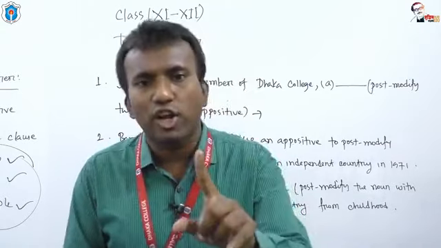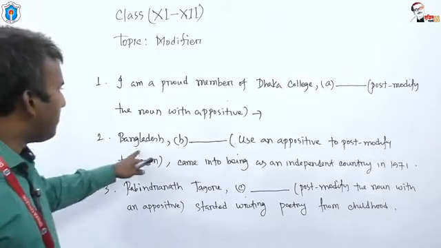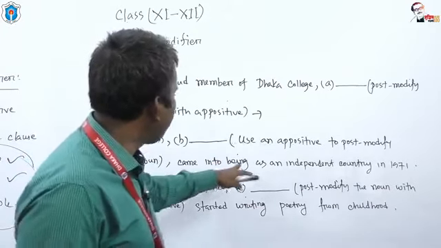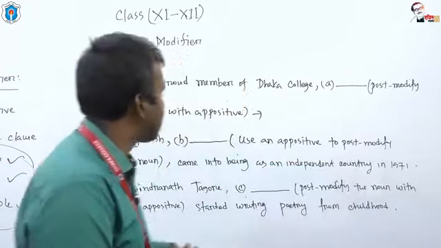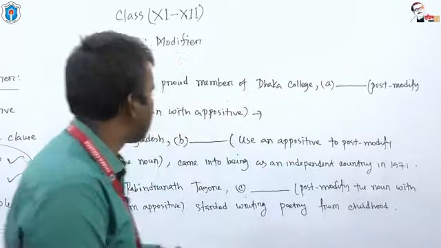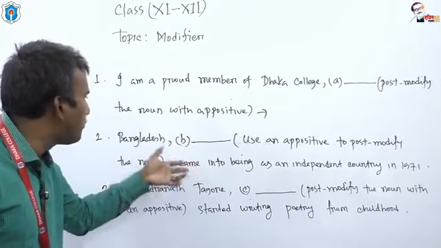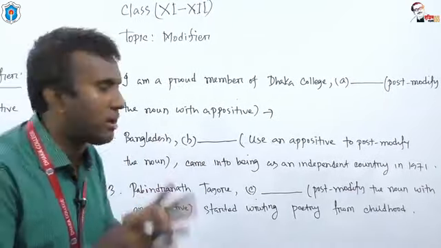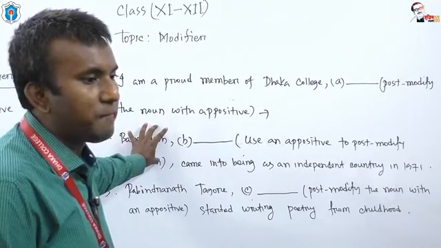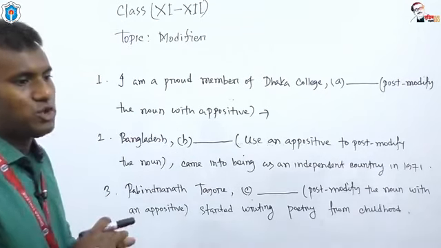Clear to you? Our second example: Bangladesh came into being as an independent country in 1971. Now you have to put additional information about Bangladesh. What should be the answer? Dear students, now we are looking for the answer for question number 2. What have you written?